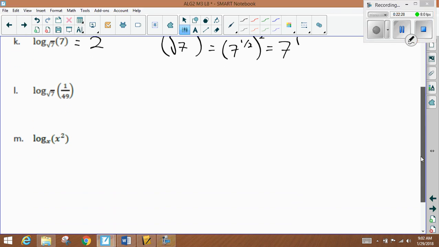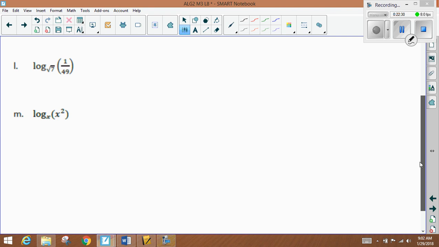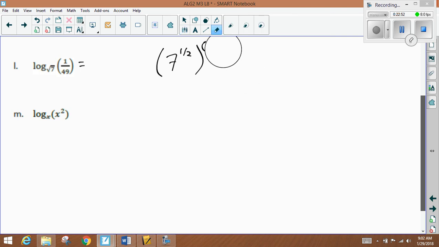Okay, so now the square root of 7 to what power is 1 over 49? That's crazy. Let's look at it. Okay. Let's write the square root of 7 as the same thing as 7 to the 1/2, right? What would I need to put here? It's not a 0, okay? I should put a box instead, because boxes don't look like 0. What needs to go in here to make this 1 over 49?